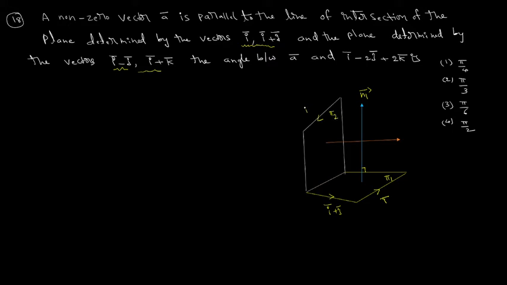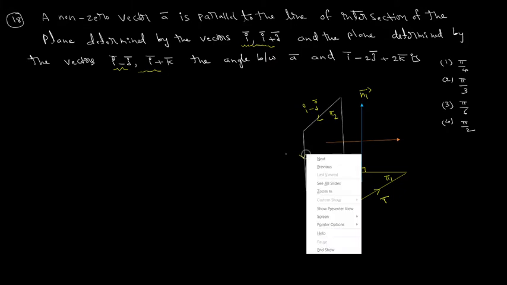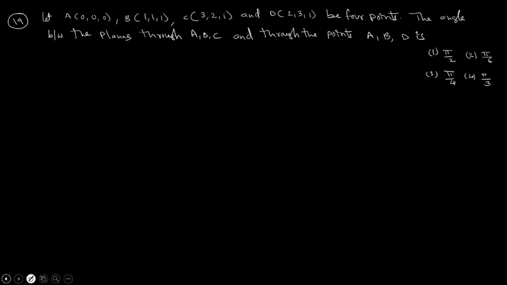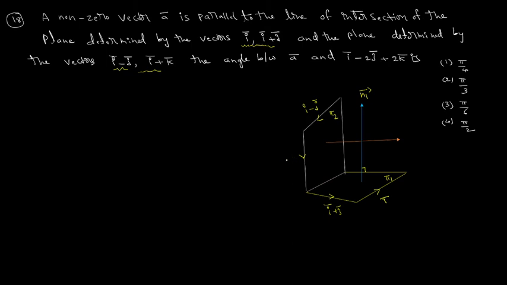This vector I am taking as i bar minus j bar. Another vector is i bar plus k bar. So this is the second plane pi 2 which is determined by these two vectors. The corresponding normal is n2 bar, which is perpendicular to the second plane.